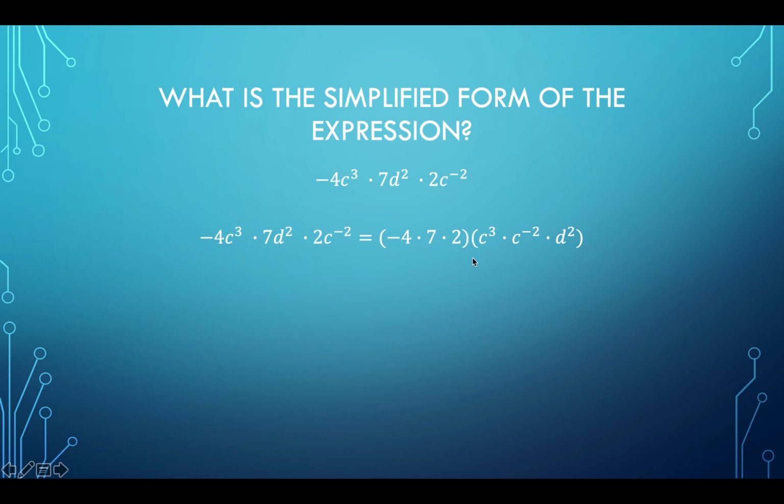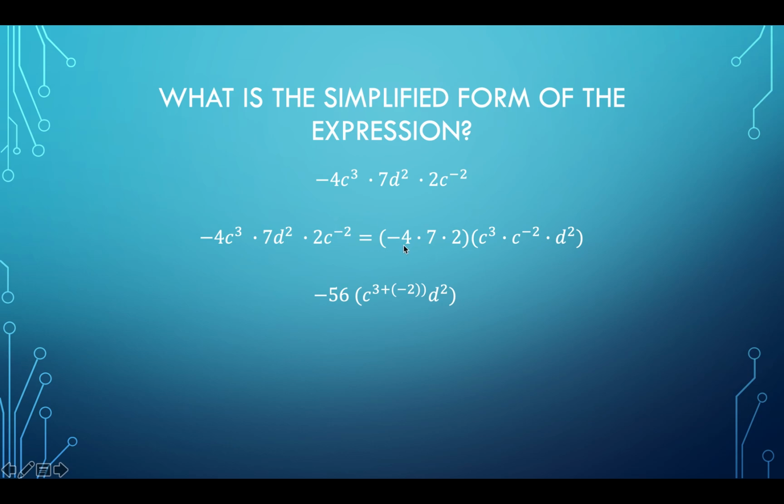And then what I like to do next is group all of the same variables together. So we have c to the 3rd times c to the minus 2 times d squared. Remember, multiplication is commutative, so you can switch the order up and it won't have an effect. You could do 2 times 3. You're going to get the same answer if you do 3 times 2.